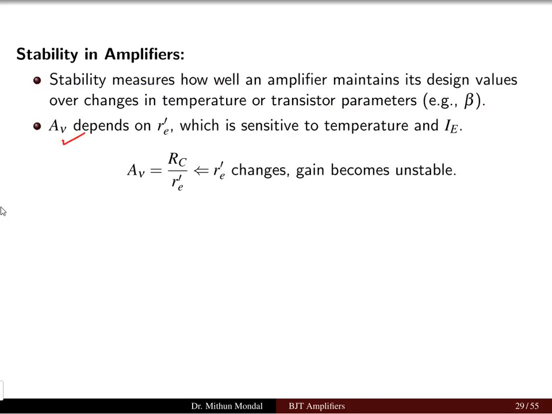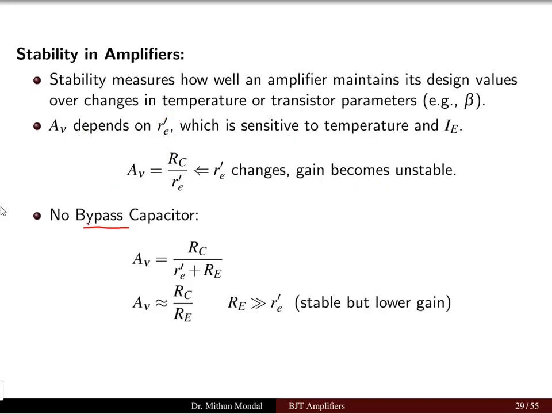The voltage gain will depend upon re dash, which is sensitive to temperature, and IE. So this re dash plays a very important role because it is very sensitive. The voltage gain AV is rc by re dash. So if re dash changes, then the gain becomes unstable.